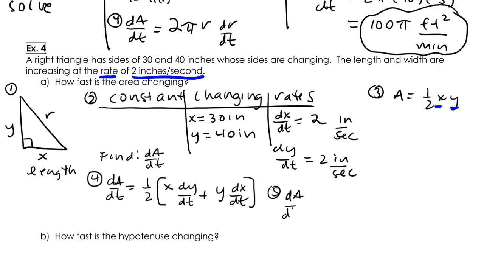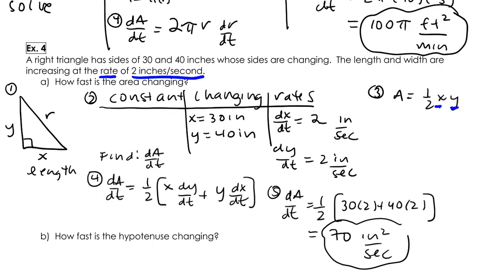So dA/dt is going to be a half, and then 30 times 2 plus 40 times 2. So using the numbers up above, and if you do the math, that's going to be 60 plus 80, 140. Half of 140 is 70. What units? Use this as your guide. What's area in? Inches squared. What's time? In seconds. So we're going to have inches squared per second.